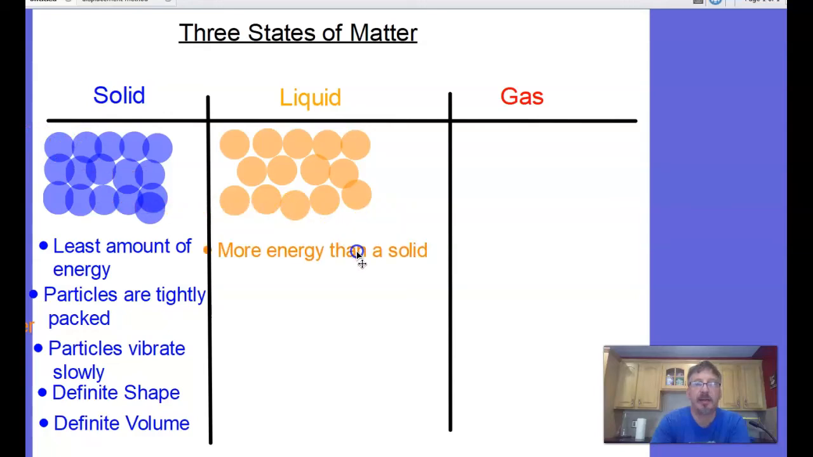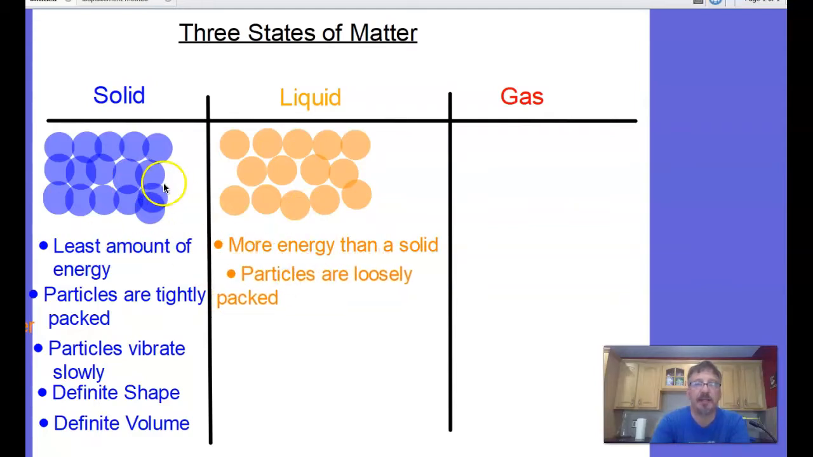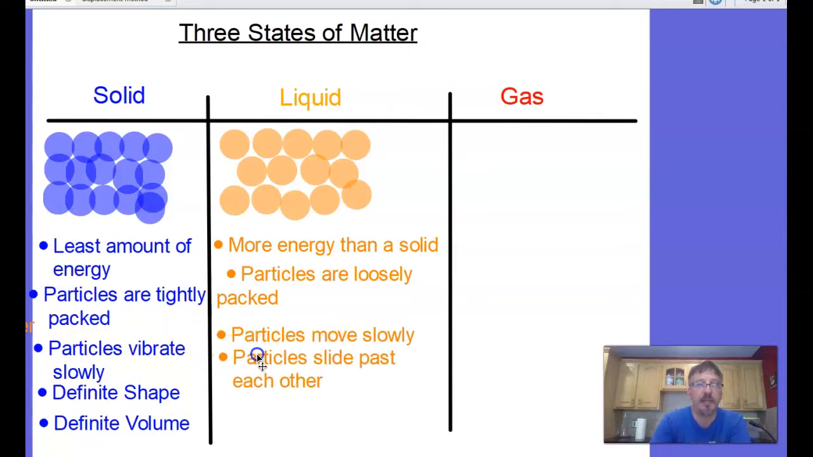Like we said, a liquid has more energy than a solid. Water is warmer than ice. The particles are loosely packed. You can definitely see the difference between the ice or the solid and the liquid. The particles move slowly. In a solid, they just vibrate, but in a liquid, they move slowly, almost like a slow dance. And the particles slide past each other. The liquid takes the shape of the container, and we're going to talk about that in a moment, and it has a definite volume.